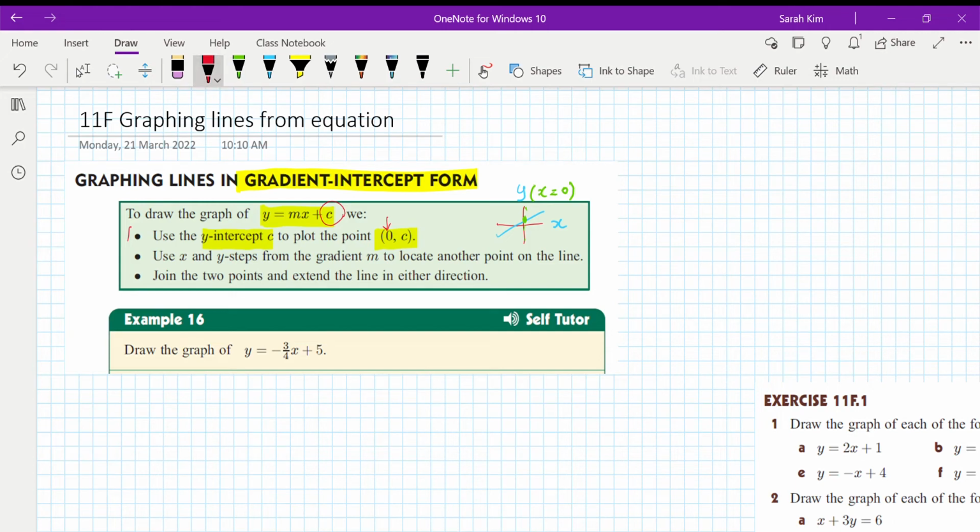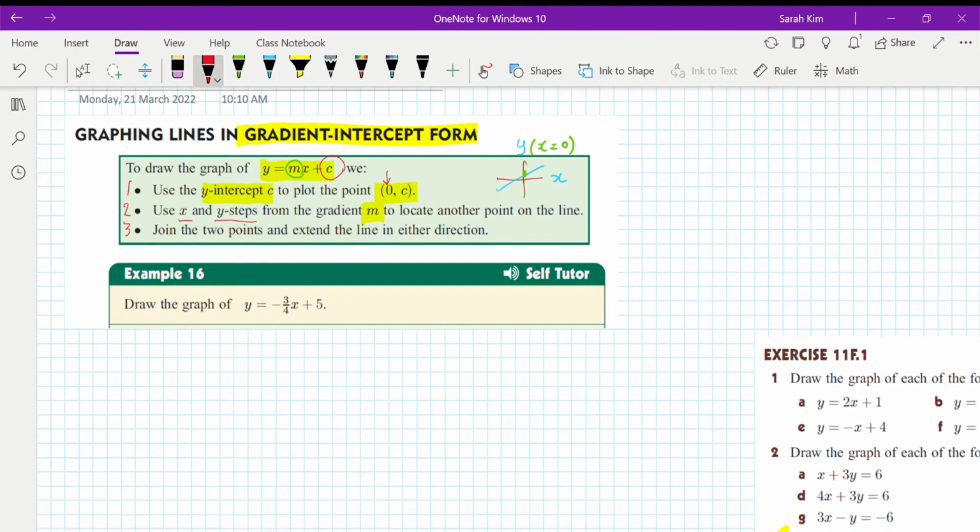Once you've plotted that point, step 2 is to use your x and y steps from the gradient, m. So this is the gradient. Use it to locate another point on the line, and then in the final step, all you have to do is extend the line and connect the dots. Alright, so let's do that.